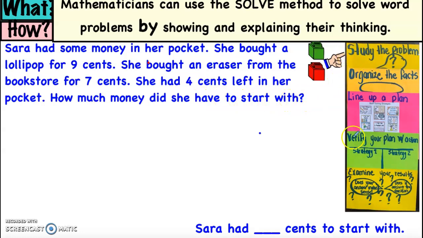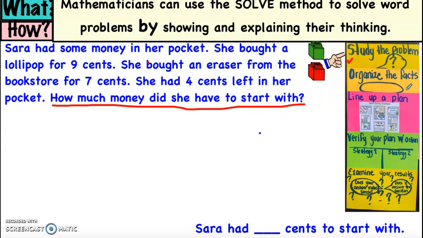So let's go through the steps. So let me ask you, what is this problem asking me to find? Take a minute, think about it. What is the problem asking us to find? So the problem is asking us to find how much money did she have to start with? Did you see, mathematicians, how I underlined the question? Let's move on to the next step.